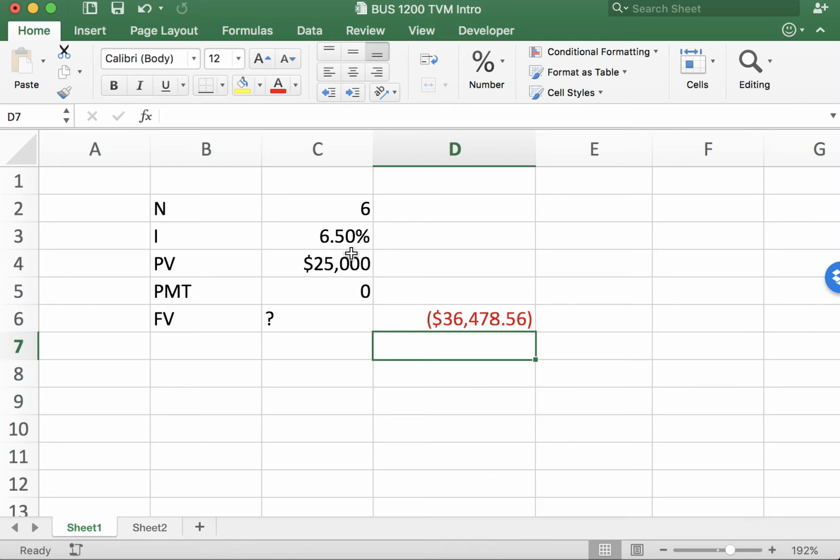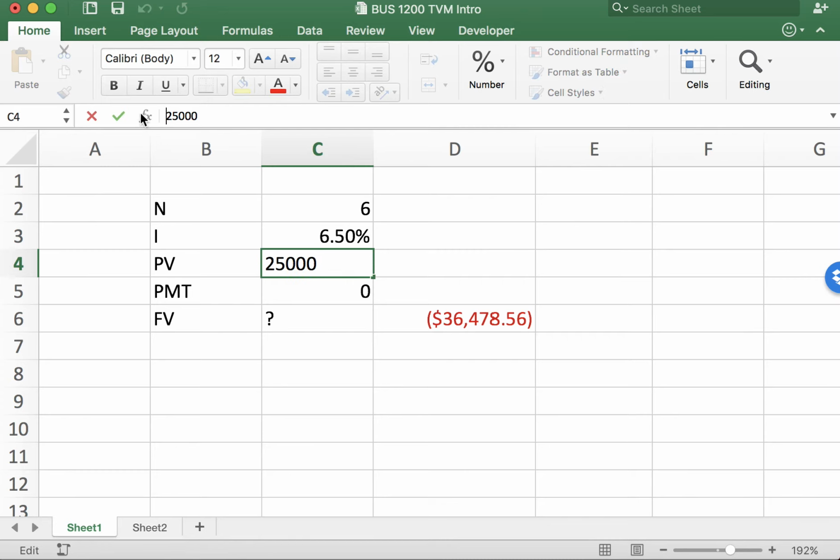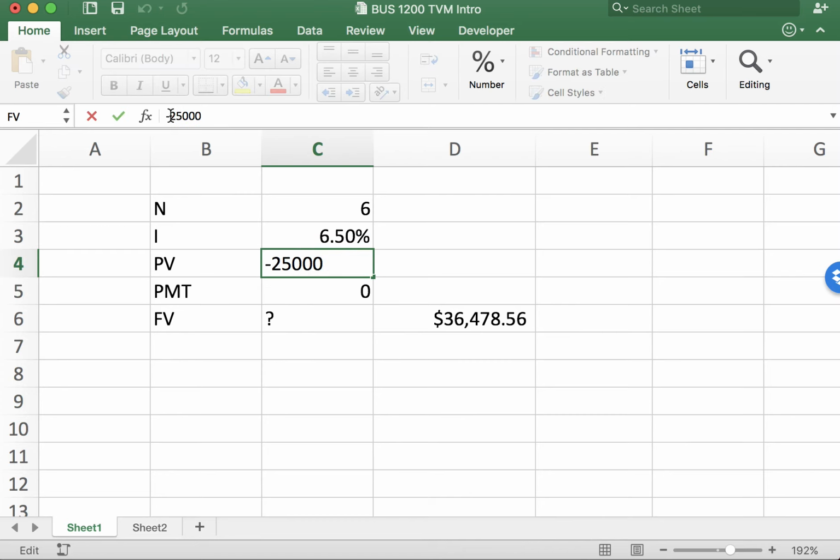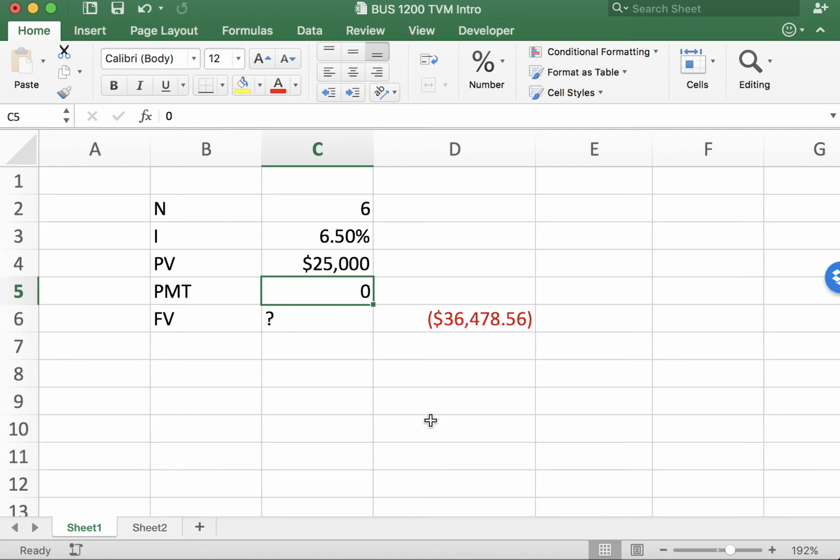And so the answer is 36,478.56. I told you ahead of time it'd be negative. You, of course, knew that because the 25,000 was positive. If you'd like to check that out, you can go up here to 25,000, click, and just go negative 25,000, enter. And you can see that this one turns into positive 36,000. And I'll just go back up and fix it so we're on the same page. And we can see that it's 36,478.56 again.